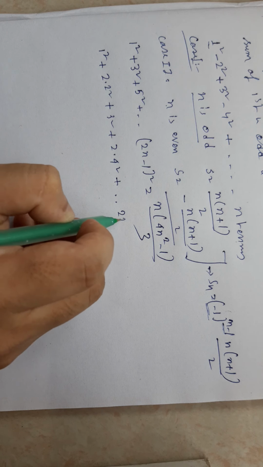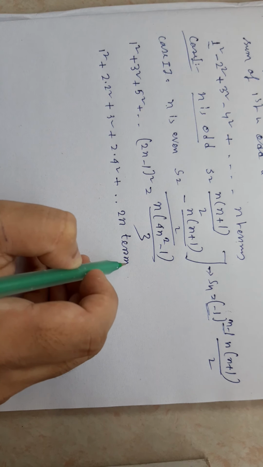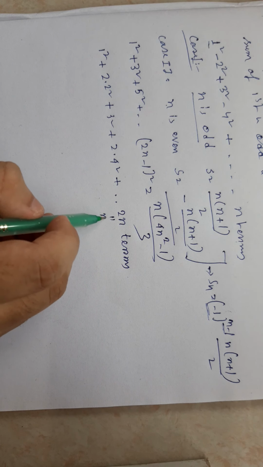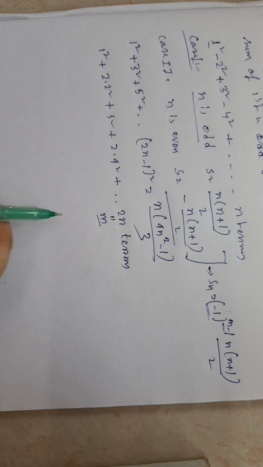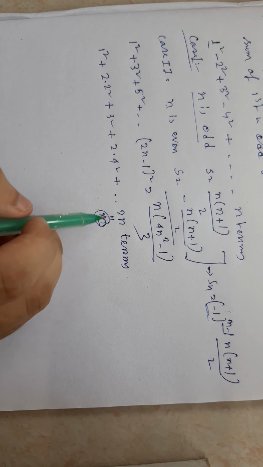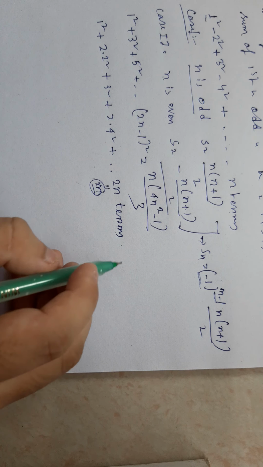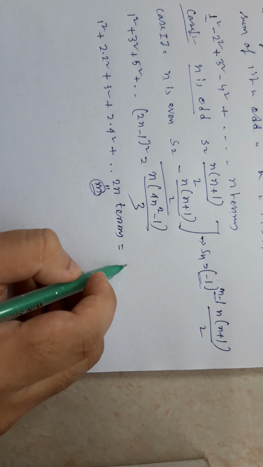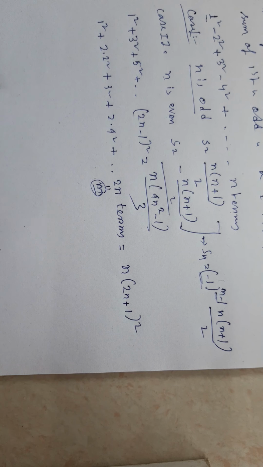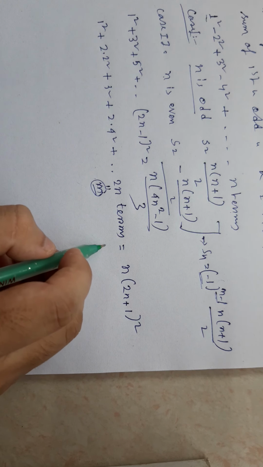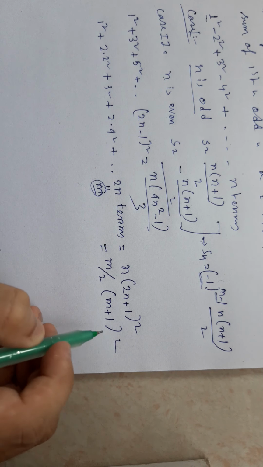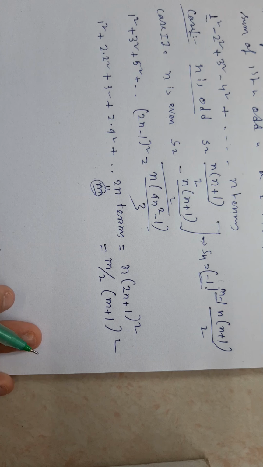If it is 2n terms, you can consider 2n equals m, which is even. If we divide m by 2 we get n, then the sum of the series is n into (2n plus 1) whole square, or you can also write it in terms of m terms, like m by 2 into (m plus 1) whole square. This question is also asked in JEE Main.